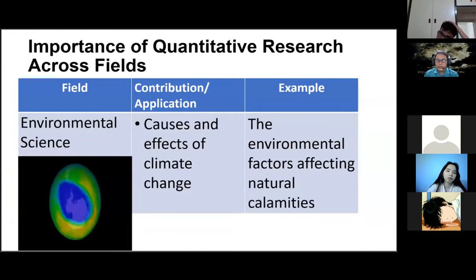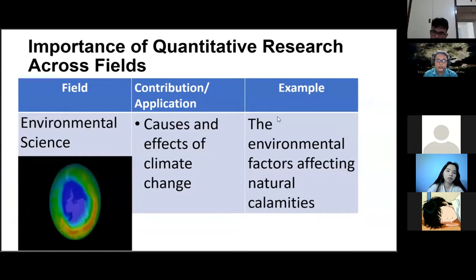Next, importance of quantitative research pa rin. Okay, so in environmental science, kanina is the natural science as well as physical science. Now, in environmental science, it causes an effect of climate change. Okay, ito yung contribution niya. Example, the environmental factors affecting natural calamities.